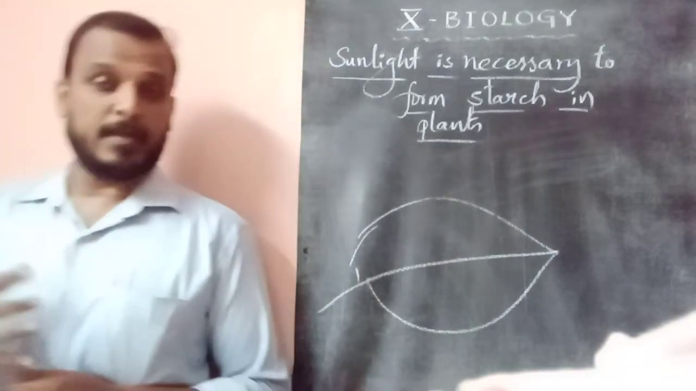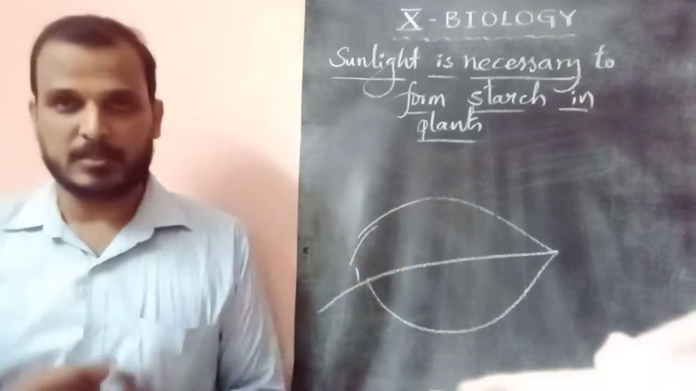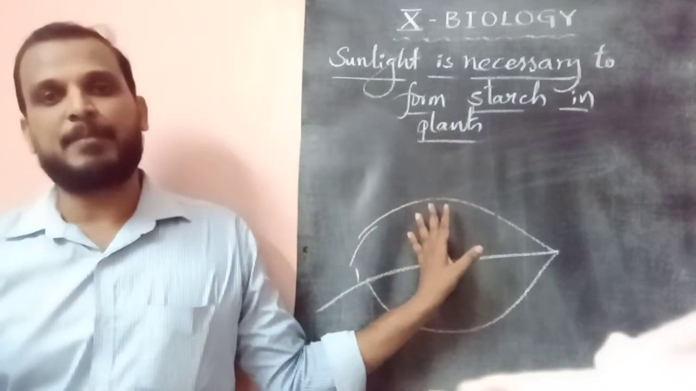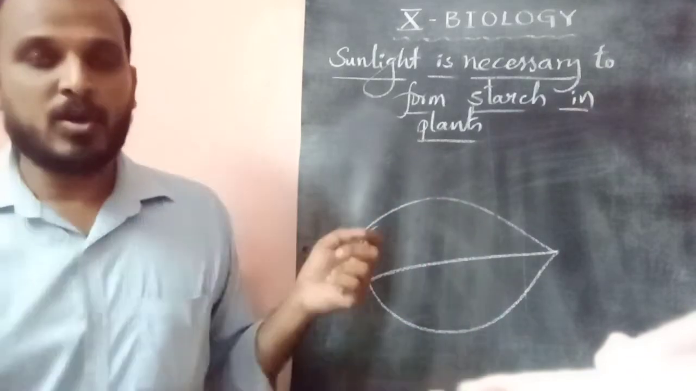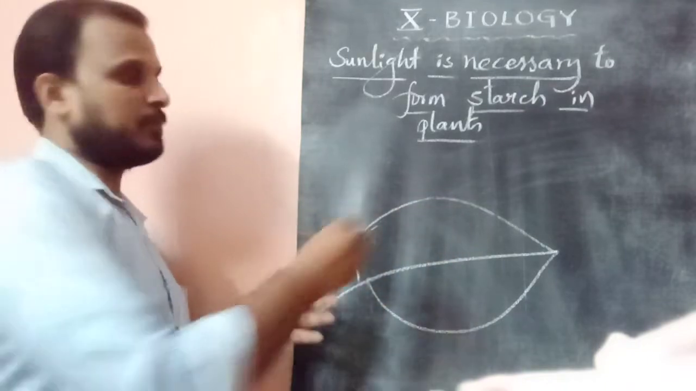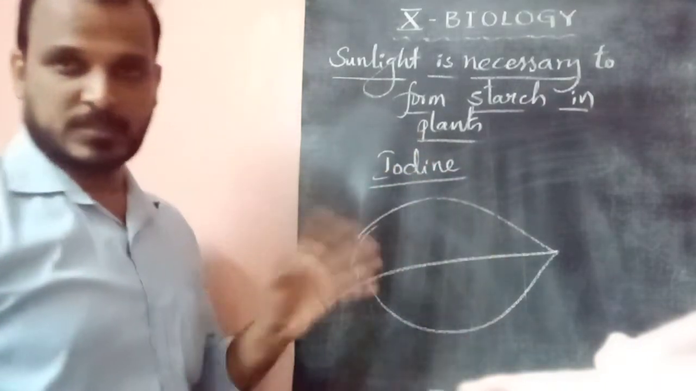Dear children, for the continuation of this experiment, is sunlight necessary to form starch or not? We kept the plant in sunlight by covering some portion with black paper, not to allow sunlight. Now we have to know if starch is present or not. Add iodine onto the complete plant. Iodine is used to test the presence of starch.